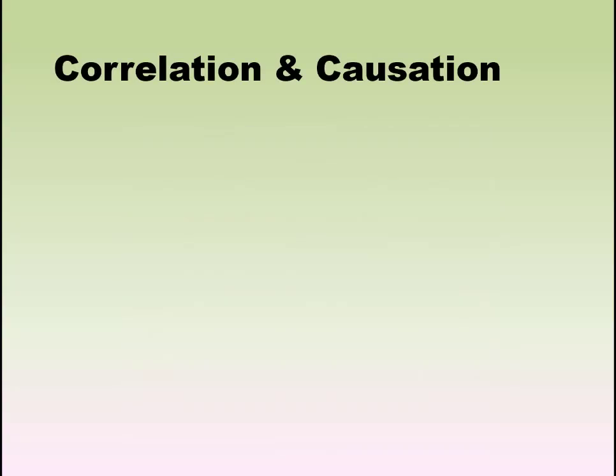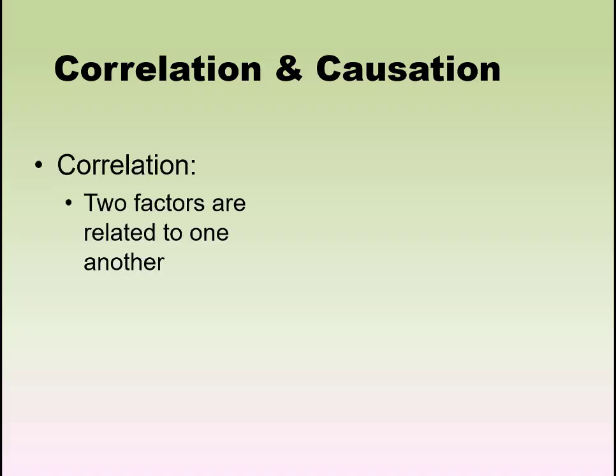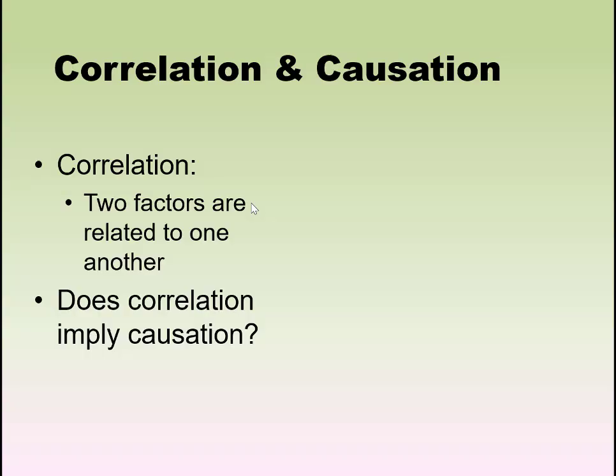Now, last thing I want to touch on today is this idea of correlation and causation. So when we talk about correlation, we're talking about two factors that are related to one another. So one factor is related to another. There's a relationship between them. Now, the question I have for you is if two factors are related to one another, does that imply or does that suggest that one factor causes the other one to change?